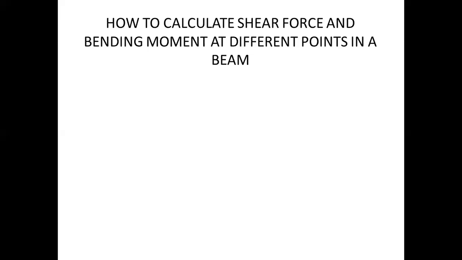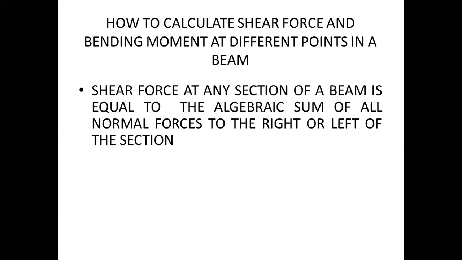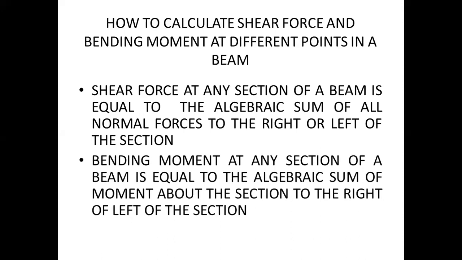Now next is how to calculate the shear force and bending moment at different points in a beam. Shear force at any section of a beam is equal to the algebraic sum of all normal forces to the right or left of the section. Similarly, bending moment at any section of a beam is equal to the algebraic sum of the moments about the section to the right or left of the section.